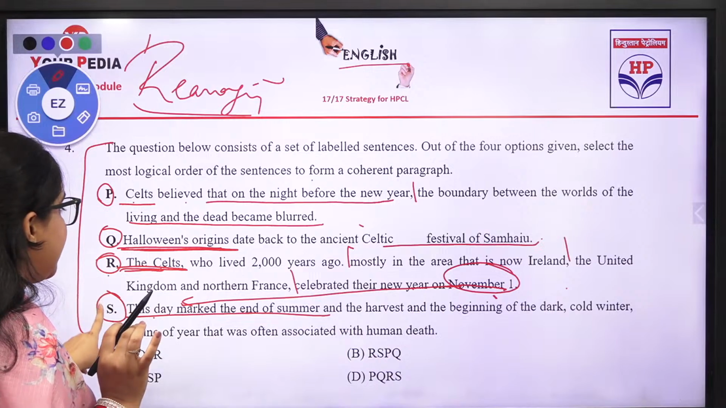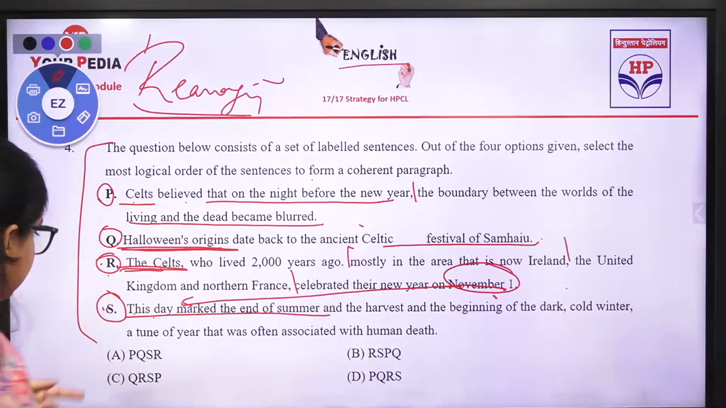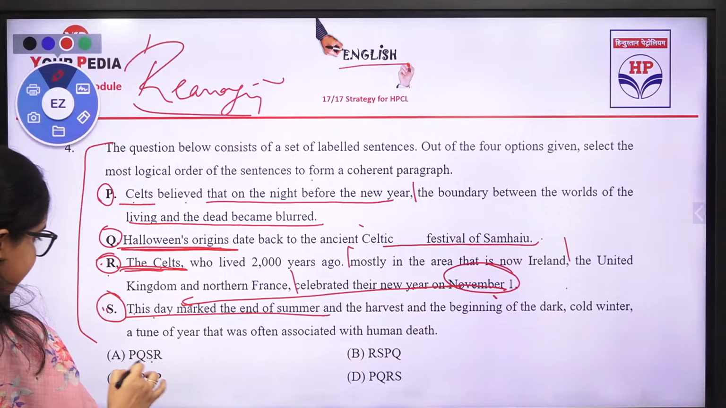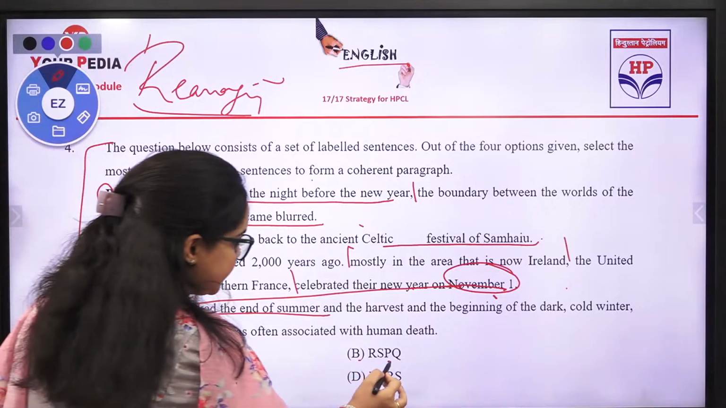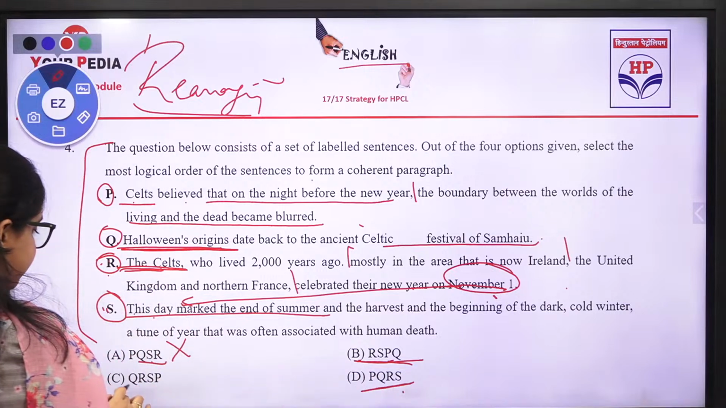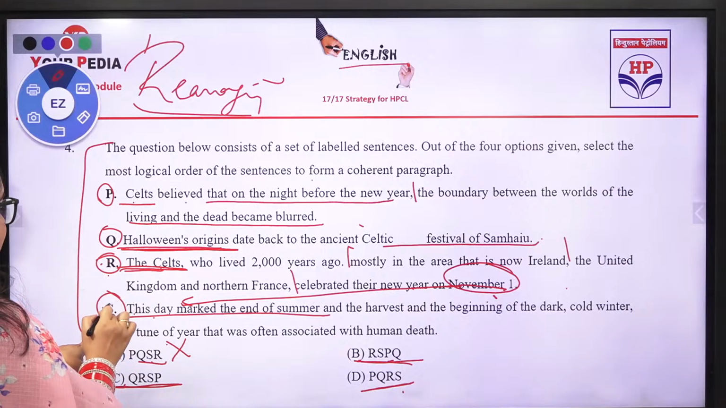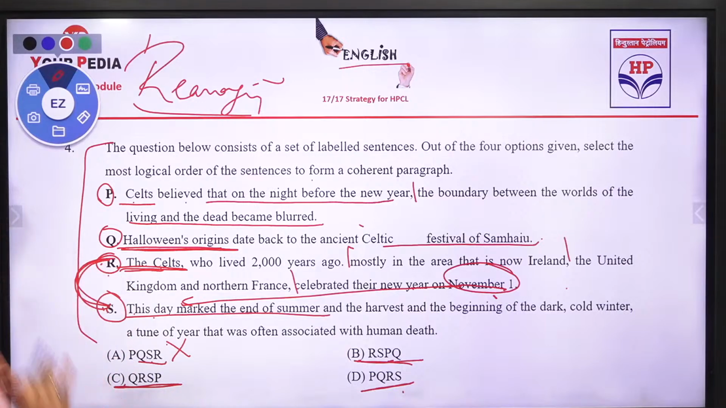Is there any option which has R and S together? Any option where R and S are together? R and S. No, it is S and R. Cross. R and S, this is there. Okay, R and S, this is there. And R and S, this is there. So one option gets eliminated through this, because we get to know that here we are mentioning these two things, and they are clear with us.